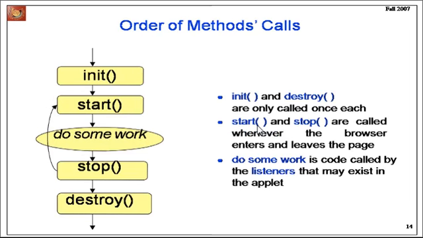Here we define the working process of your applet. These are the four methods that cover the complete working of your applet. Firstly, the variables are initialized. Second, the start method is invoked. Third, the stop method is invoked, and lastly, the destroy method is invoked.